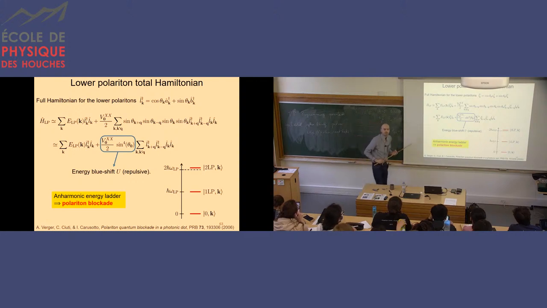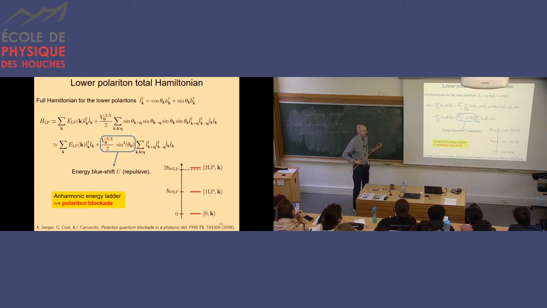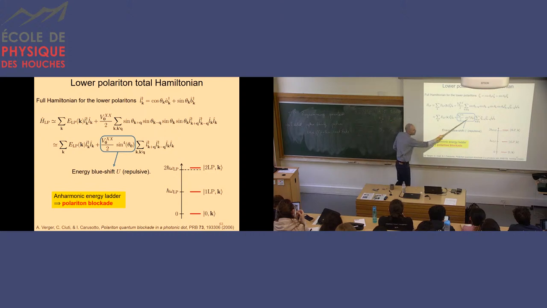Yes? Did we see previously that the sine of theta strongly depends on the momentum? Yeah, this is an approximation. Here we consider that we are going to work around the bottom of the dispersion, and we allow ourselves to take this sine outside. We don't consider the full dispersion. There is an approximation here, absolutely.